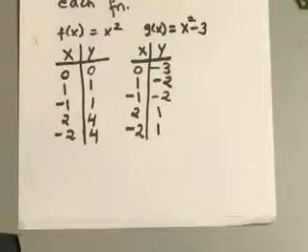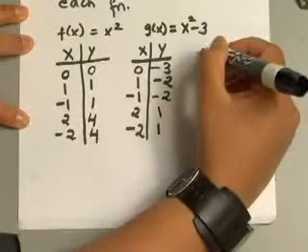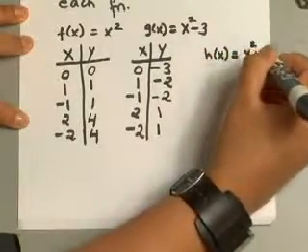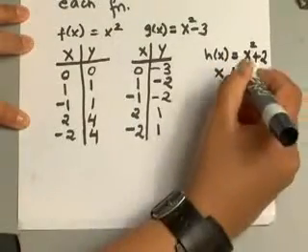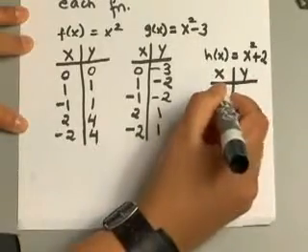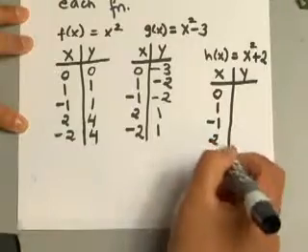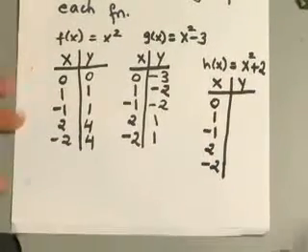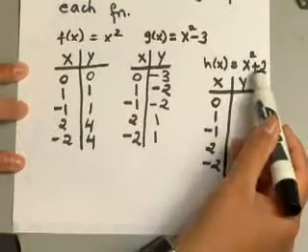Okay, so we got our t-charts for f and g functions. Now we are left with h of x, and the h of x function is x squared plus 2. So we're trying to find a t-table for that. And again, we'll just use the same x values: 0, 1, negative 1, 2, and negative 2. Again, we'll do the same thing. Take these x values and substitute them in your h of x definition.